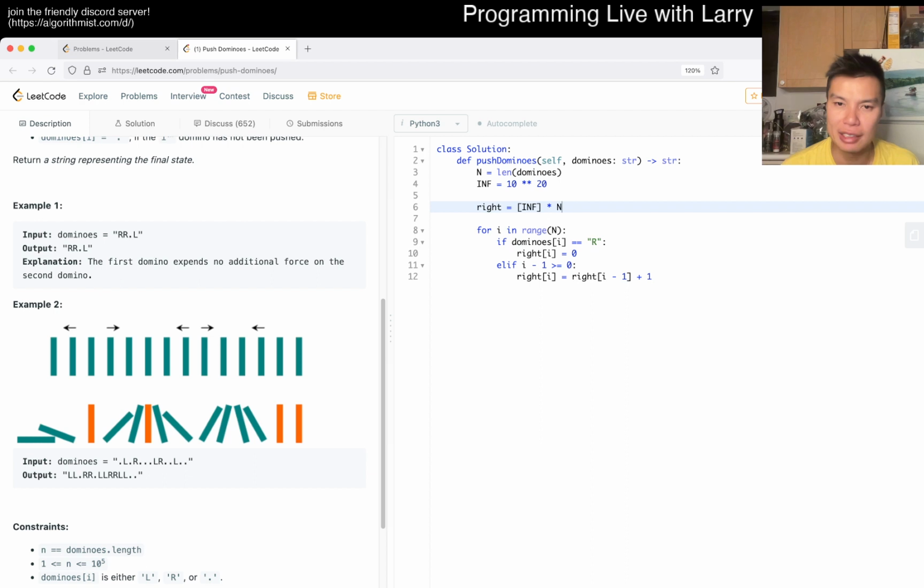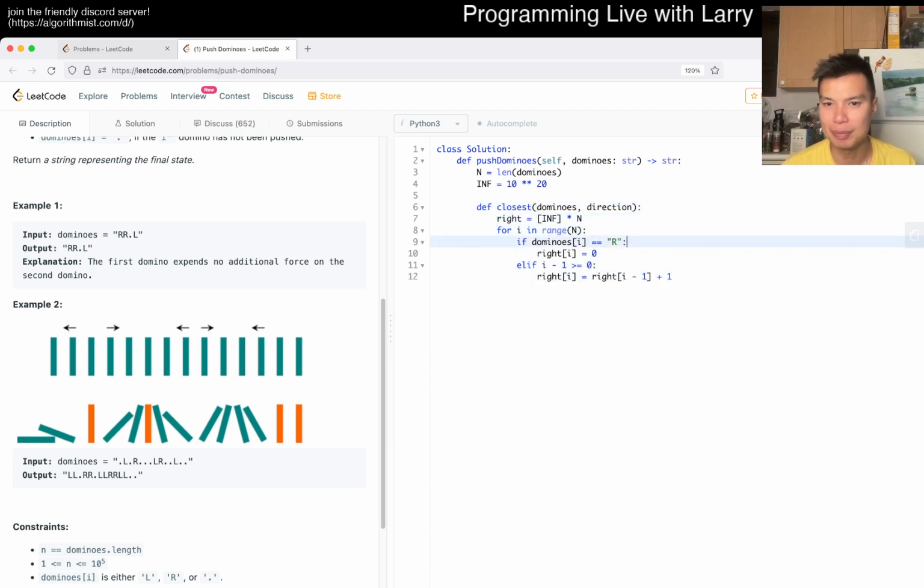The reason why I deleted the other piece and wrote it this way is so that now we can abstract it a little bit. So then we can go left, closest, maybe something like this. And then you have an array, we just call it dominoes, and a direction, say, right? Something like this. And n is still the length. And then here we just set it to direction, right?